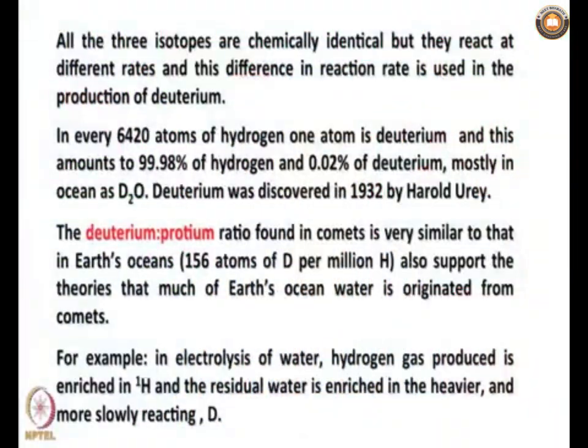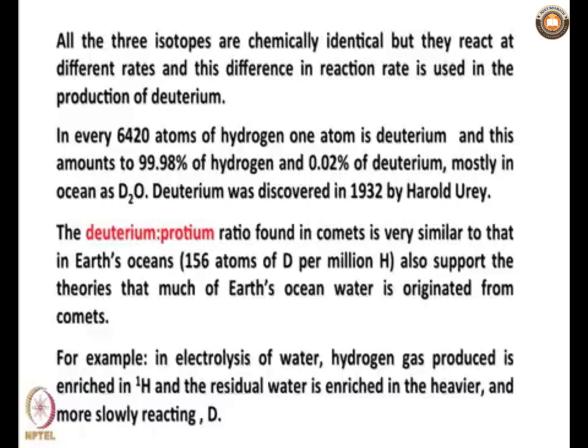So, if we look into the amount of hydrogen that is present, about 0.02% of deuterium is present, as I said, and 99.98% of hydrogen is present. That means for every 6,420 atoms of hydrogen, 1 atom is deuterium, or in other words, 156 atoms of deuterium are present per million hydrogen atoms.